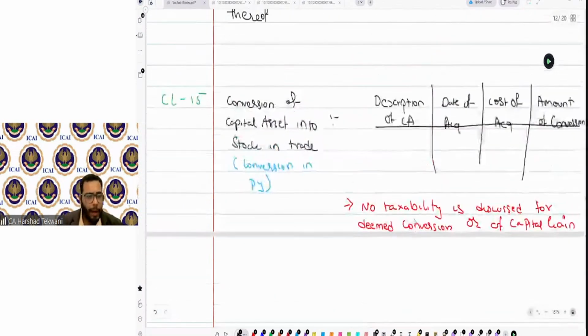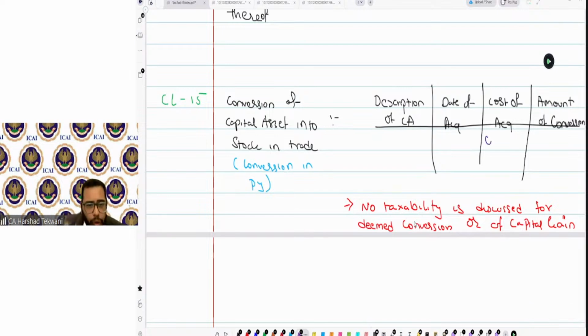Now, another point here is the cost of acquisition. Again, the cost of acquisition should be the original cost of acquisition. From the audit point of view, we are required to report the original cost of acquisition, not the WDV. Again, original cost of acquisition is required to be reported, not the WDV.